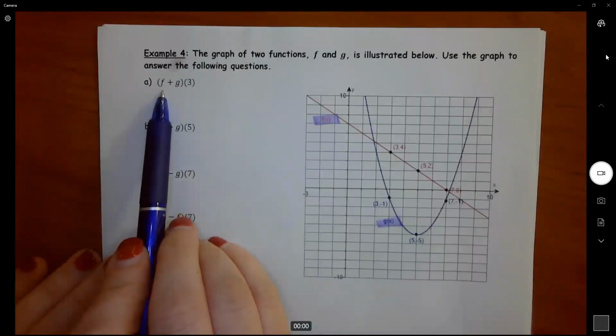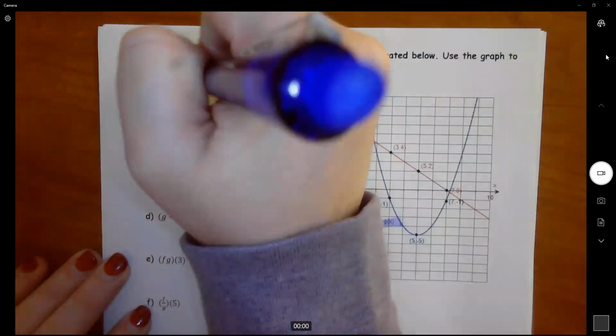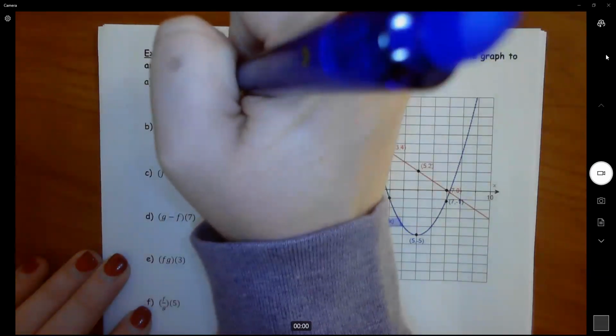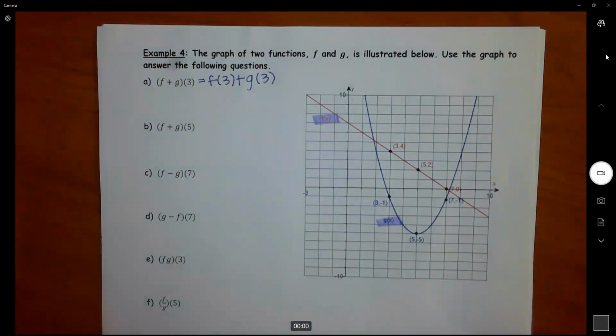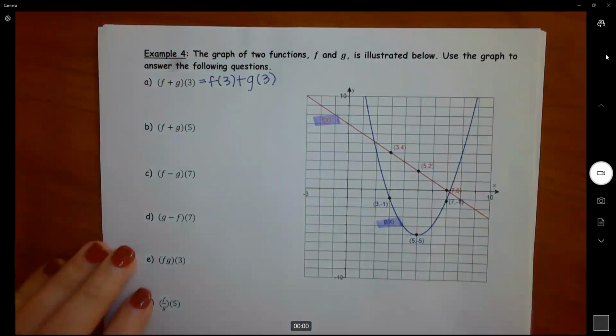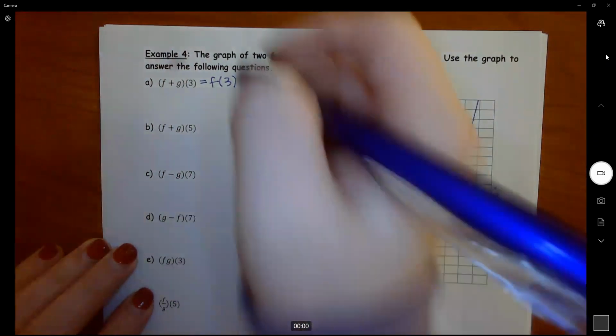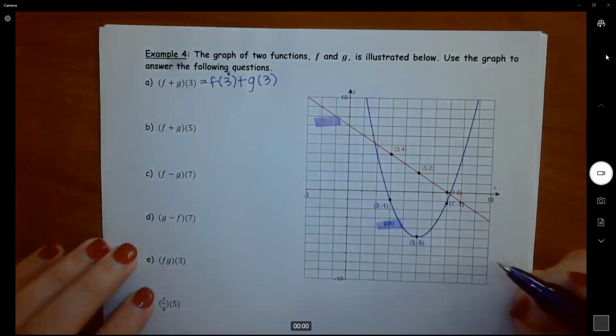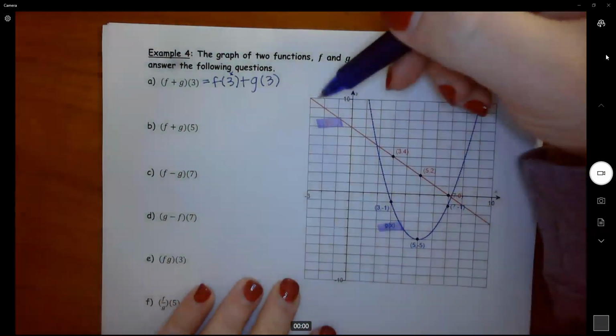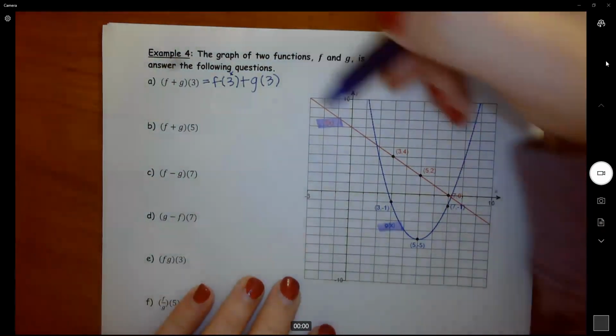So on A, we have f plus g of 3. This is the same as f of 3 plus g of 3. In the previous video, we have gone over function notation. If you don't know how to use function notation, you need to watch the previous video. When they tell me f of 3, this is telling me my x coordinate is 3. So I need to look along my red function.